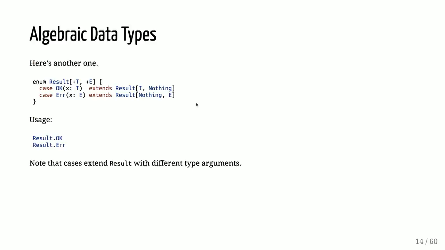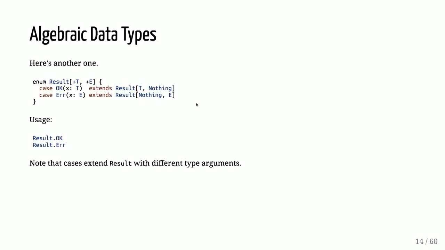Here's another one. So result, a nicer version of either, with OK and error values. What's interesting here is that the two values OK and error both have explicit extends clauses, because in each case, one of the two type parameters becomes nothing.